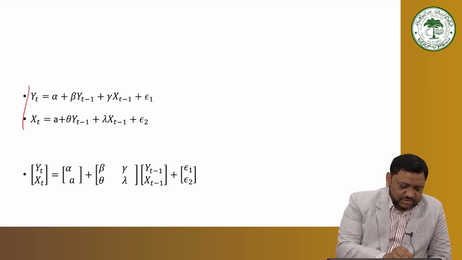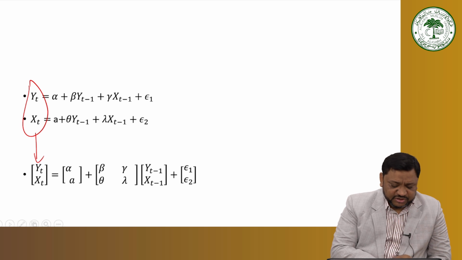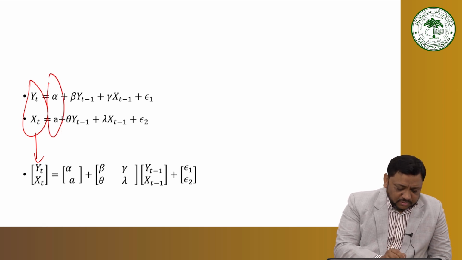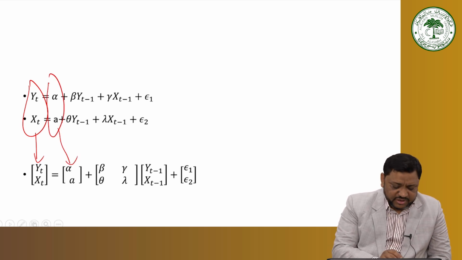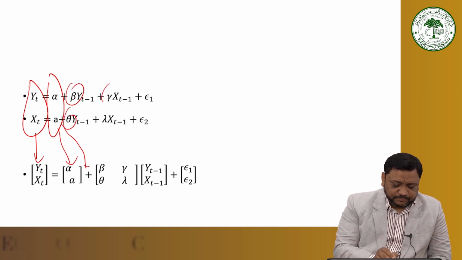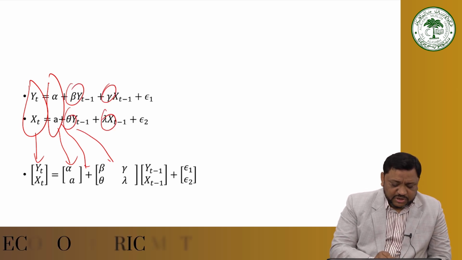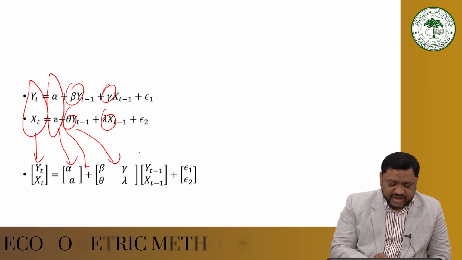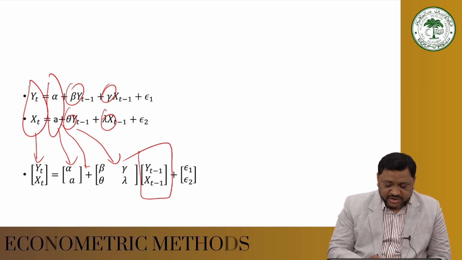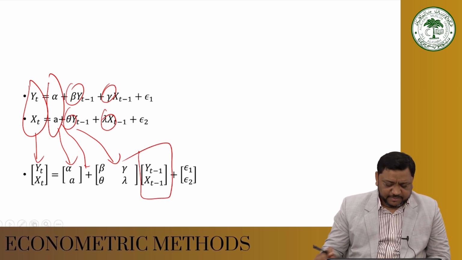This written over here is the first matrix. This happens to be our second matrix. The plus sign comes here, and we are taking the coefficient matrix, and we have this yt minus 1, xt minus 1 plus epsilon 1 and epsilon 2.